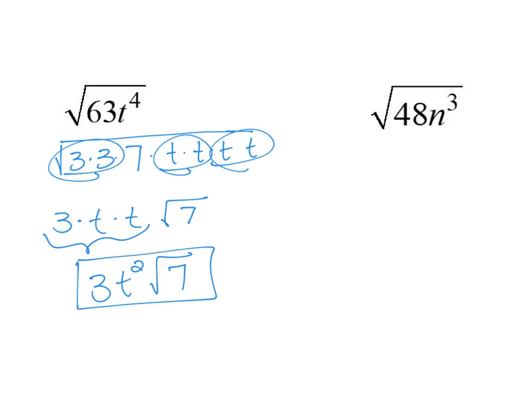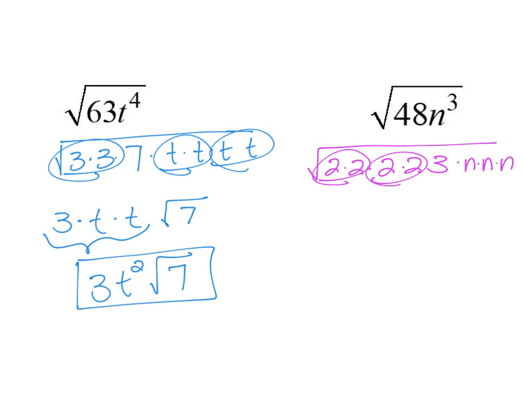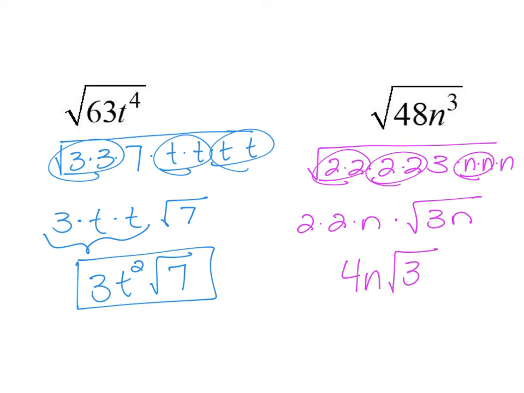Okay? Now for the next one, I'm going to go ahead and expand that guy out, which would be 2 times 2 times 2 times 2 times 3, and then times n, n, and n. So I'm able to circle a couple of pairs here, or a few pairs. So as I pull those values out, I'm left with 4n times the square root of 3n.